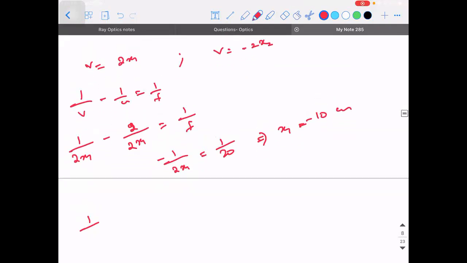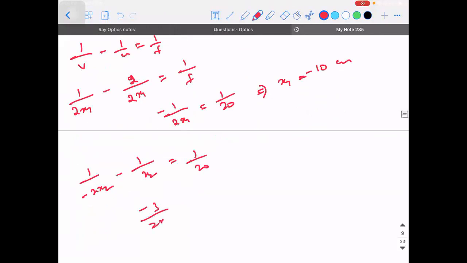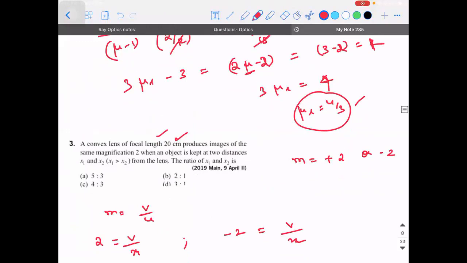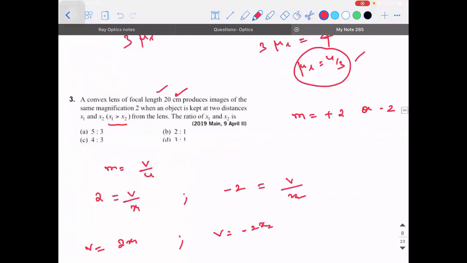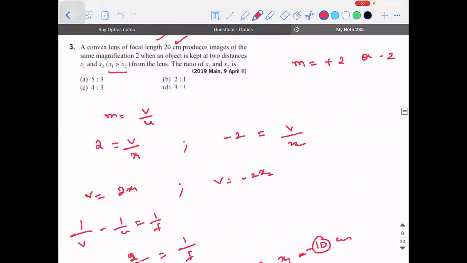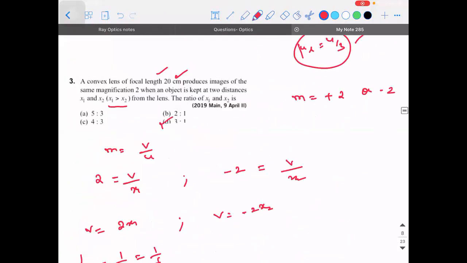1 by minus 2x2 minus 1 by x2 is equal to 1 by 20. Minus 3 divided by 2x2 is 1 by 20. Cancel it. So x2 is equal to minus 30. So x1 by x2 is 1:3. The option is 3:1. Oh, they have told x1 is greater than x2. Sorry, I didn't see. So then x1 should be 30, x2 should be 10. So x1 by x2 should be 3:1.